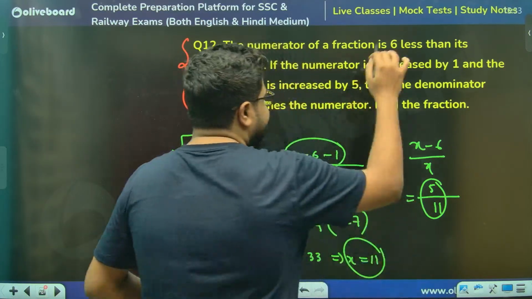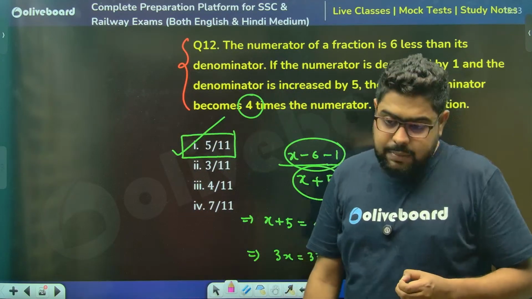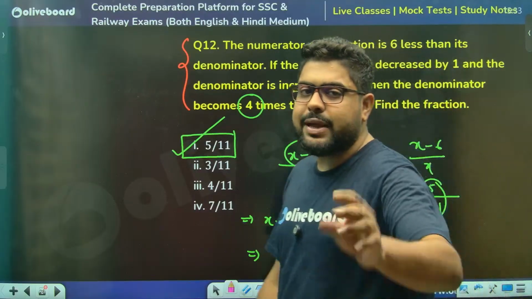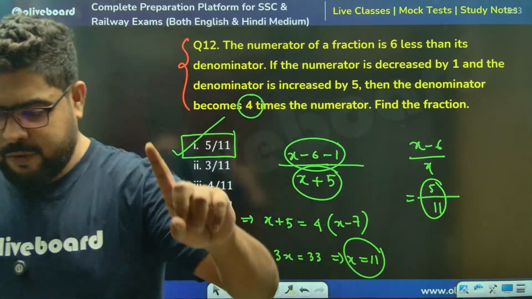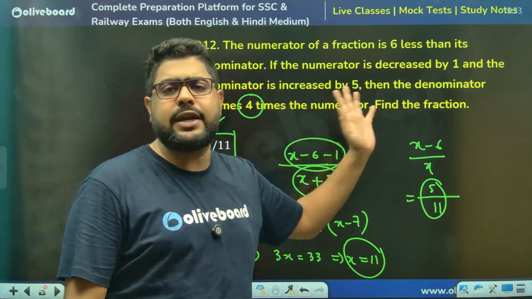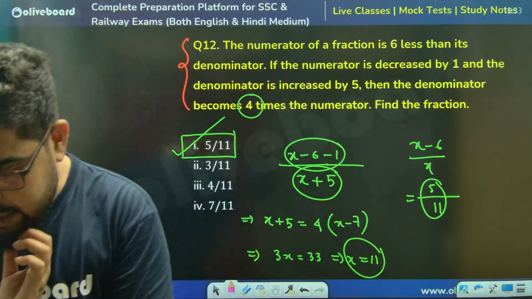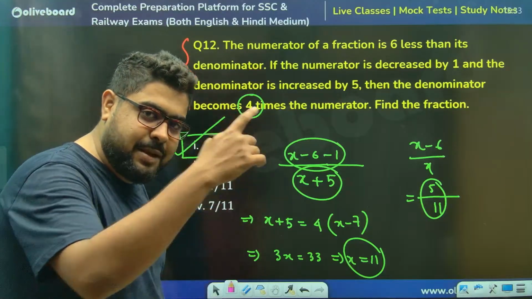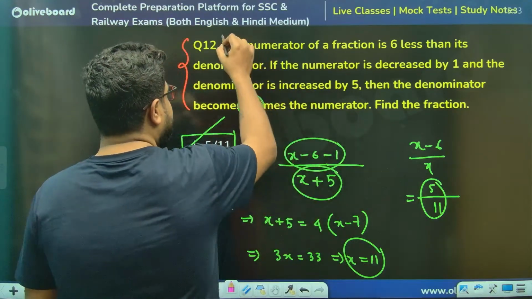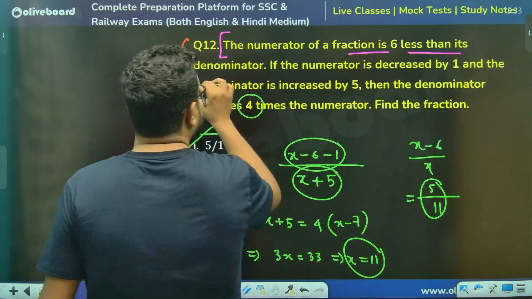This was the first question, so I solved it this way. It's most probably a CGL 2020 question. Let me give you the better method, have a look once. The first line: the numerator of the fraction is 6 less than its denominator.